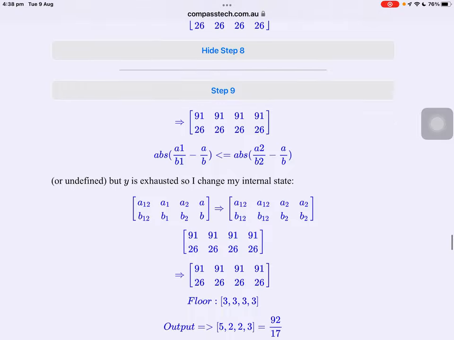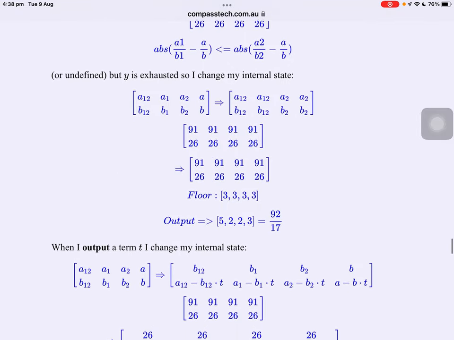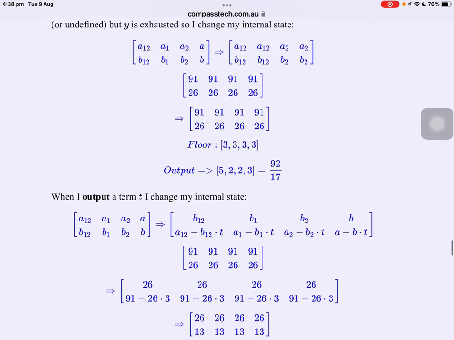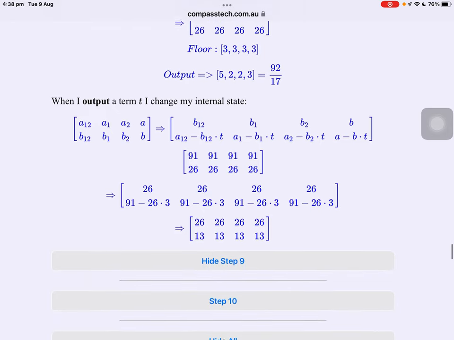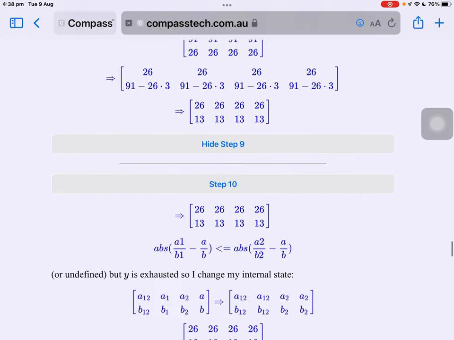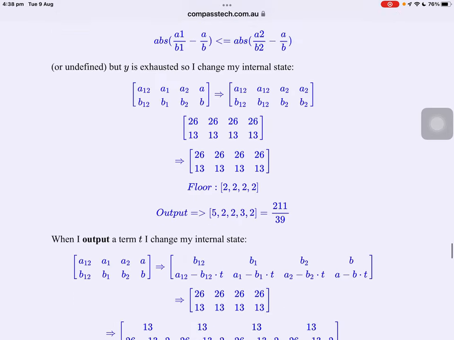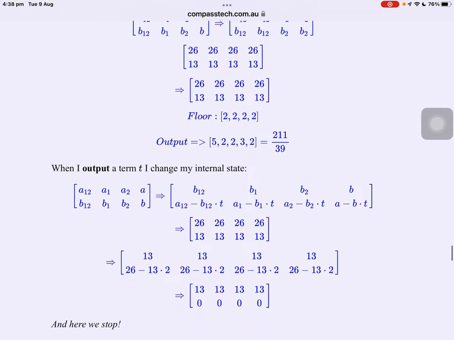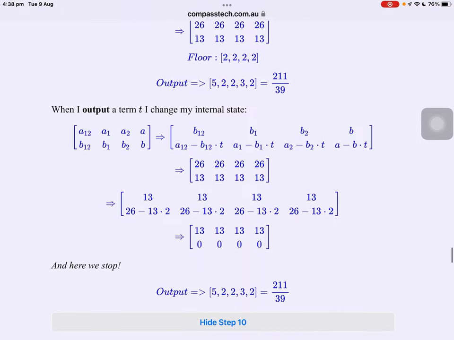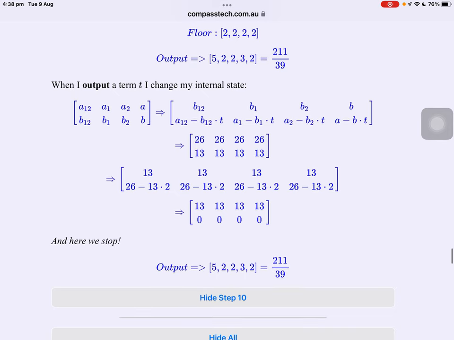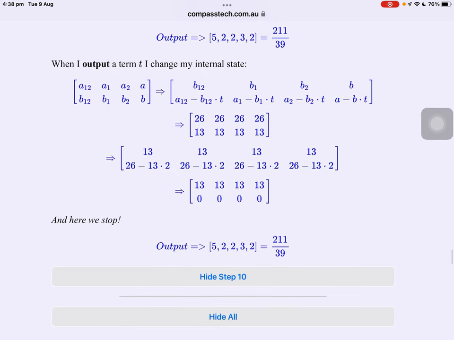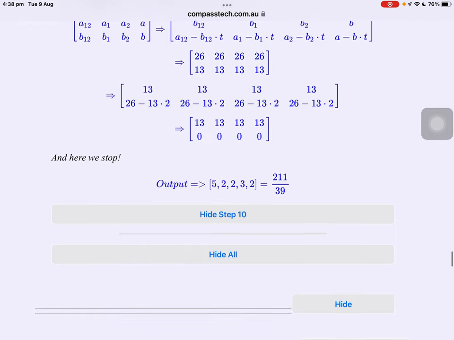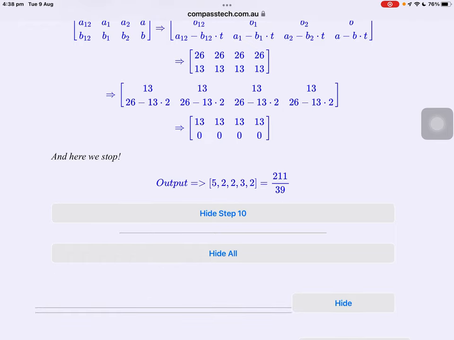Step 9. The next output is a 3, 5, 2, 2, 3, or 92 over 17. Step 10 is a 2. And at that point, when we transform, you'll see we're going to stop because all the B terms are 0. We have our result, 5, 2, 2, 3, 2, or 211 over 39.